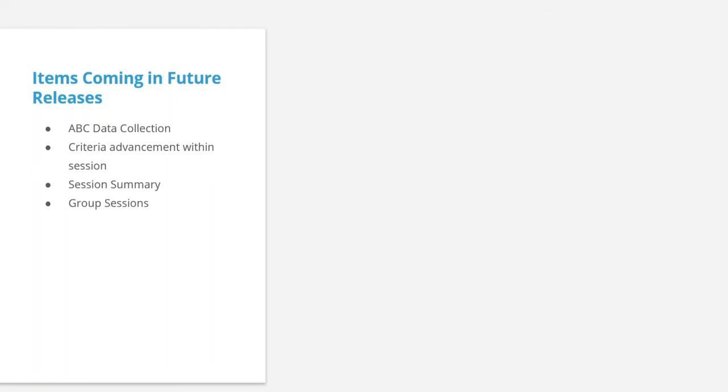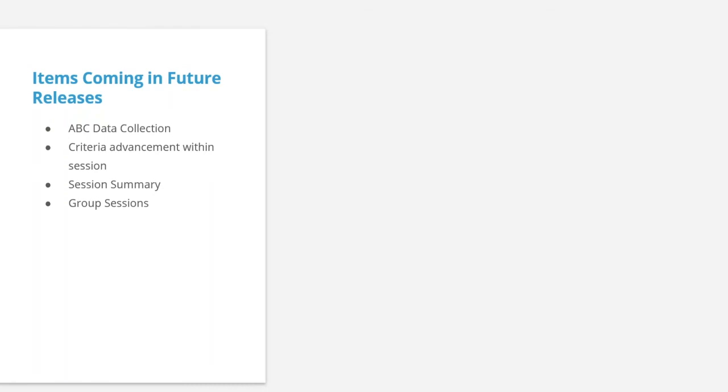So when you're in a period of online access with the application, you should have automatic phase advancement, meaning if you hit a certain prompt level, in a future release very shortly, however, it will update your criterion, it will update your data sheet. We also are adding session summary in a future application release. And then, like I mentioned, we're updating our group session capability to be in the application.